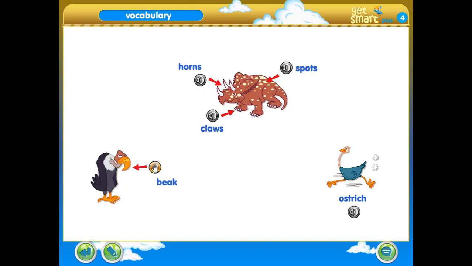Go. Beak, beak. Horns, horns. Claws, claws. Spots, spots. Ostrich, ostrich. Okay class, later I'm going to hide the words and then I'm going to point at the item.